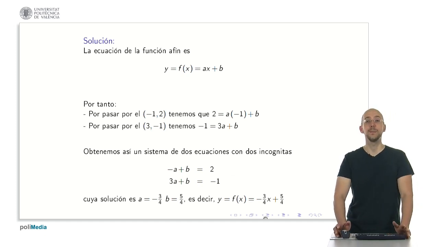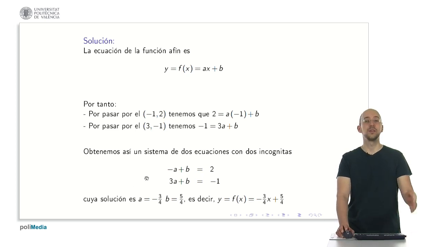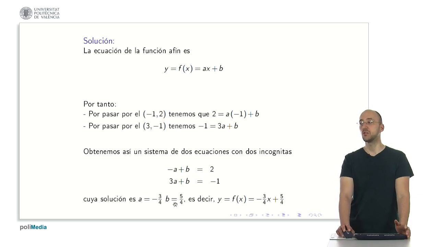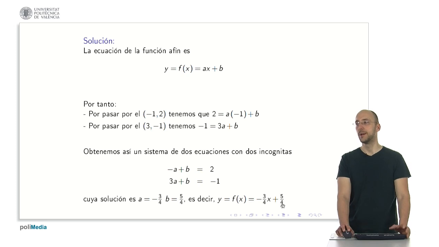A system of two equations with two unknowns can be solved in 1,000 ways. In this case, you can use reduction, substitution, equalization, even Gauss if you want. I have done it here simply by substitution. It results in a being equal to minus 3/4 and b equal to 5/4. If you do not remember well, try to practice it and check that you get the solution. If now we replace the value of a and the value of b in the formula of the affine function, I obtain that the affine function I was looking for is y equals minus 3/4 x plus 5/4. This line passes through the points (-1, 2) and (3, -1). If you want, you can replace the value of x and check that the value of y comes out perfectly.